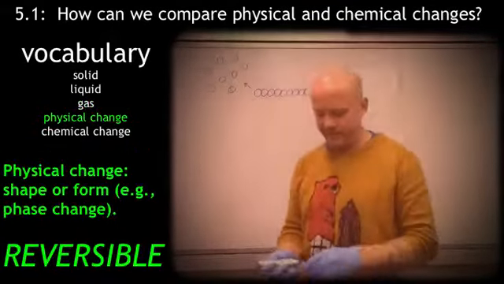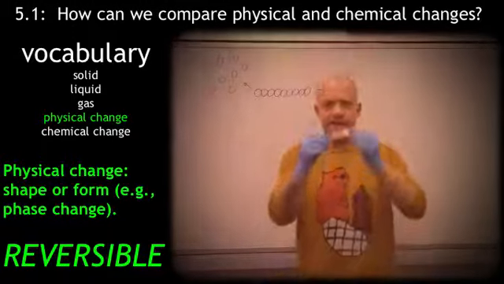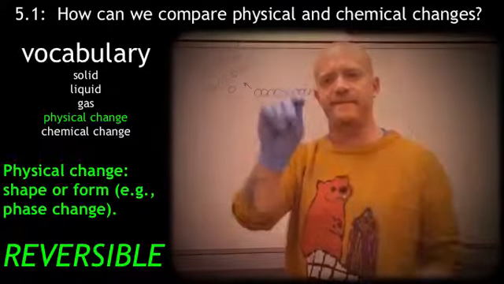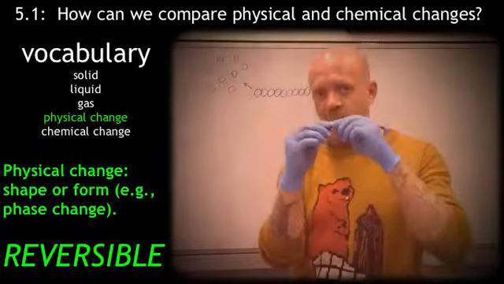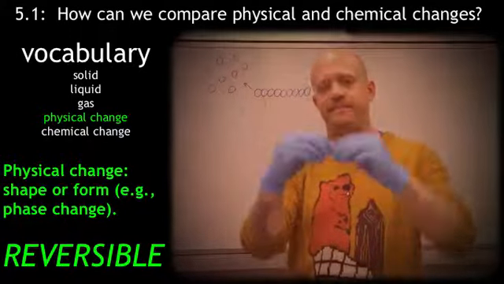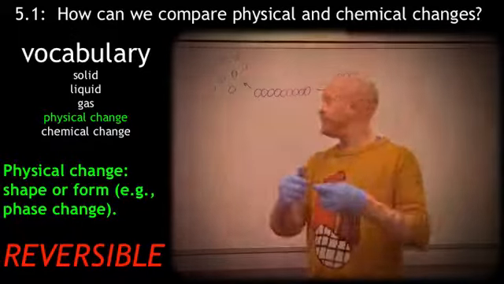Okay? Now, another example of a physical change is I could take something like this copper strip and I could bend it. Because remember, copper is a metal, metals are malleable. So this copper strip, as I bend it, if it could be changed back, it's a physical change.